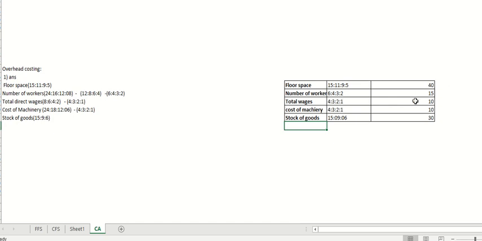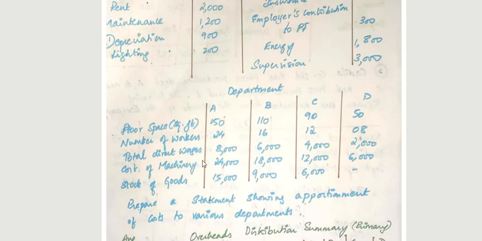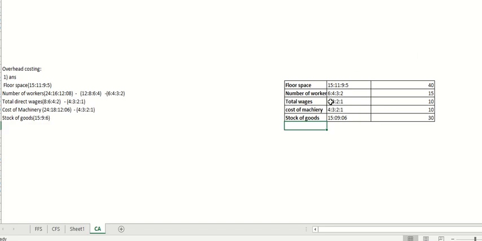So your denominator value, which is the total of 6 plus 4 plus 3 plus 2, is 15. So your ratio is this. Now your total wages, your ratio of total wages is 8 is to 6 is to 4 is to 2. So that can be reduced to 4 is to 3 is to 2 is to 1. So your denominator will be 10.